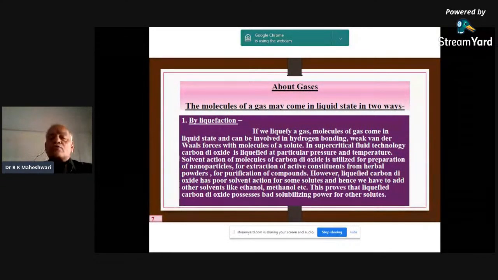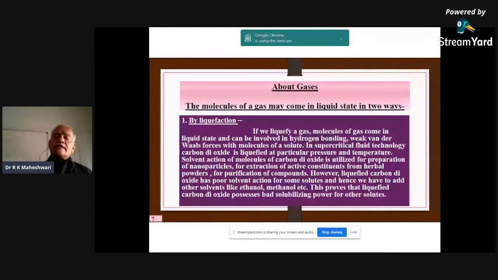So what is happening here? After liquefaction, the molecules of carbon dioxide are coming in liquid state, and now they may be involved in hydrogen bonding and weak van der Waals processes with the molecules of solutes. That's why liquefied CO2 is demonstrating its solvent character.